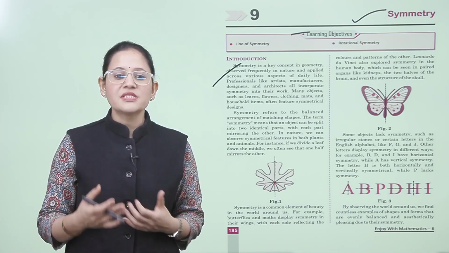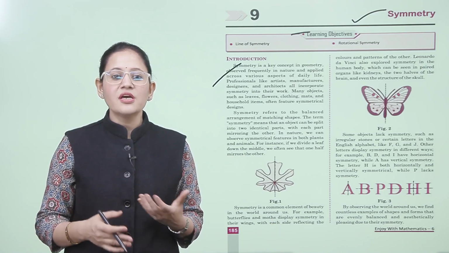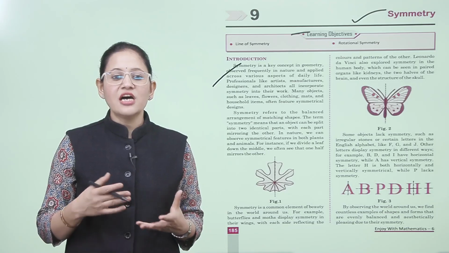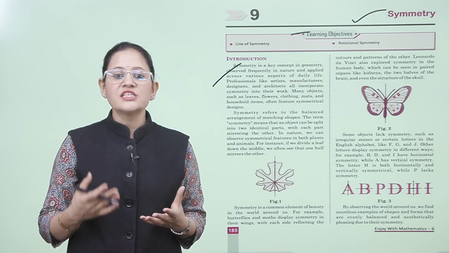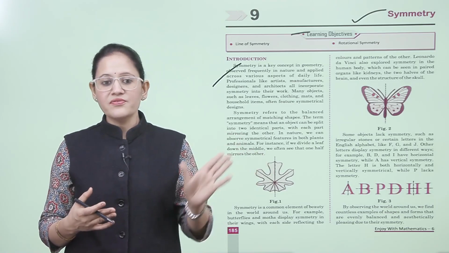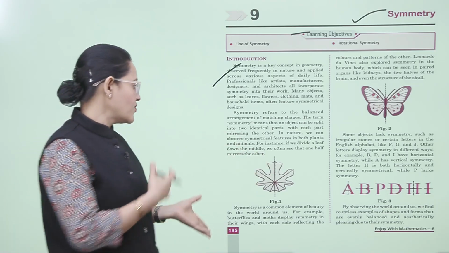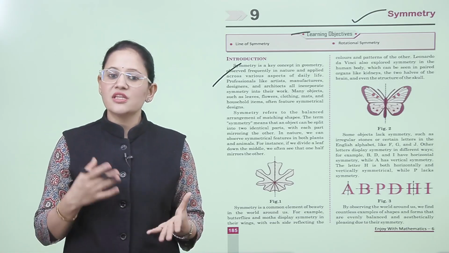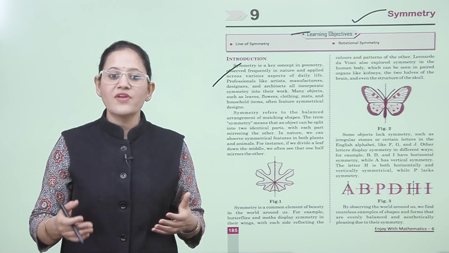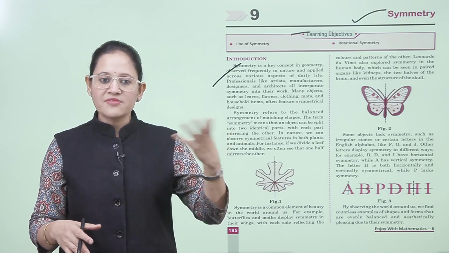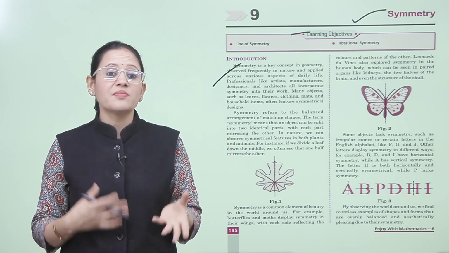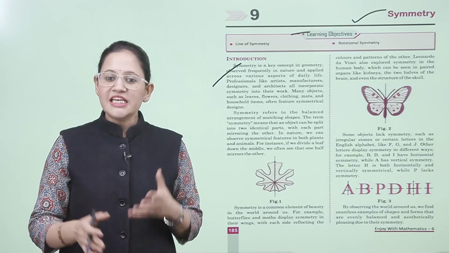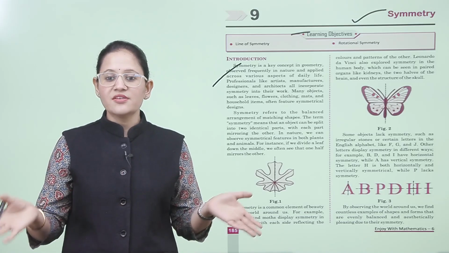In nature, we can observe symmetrical features in both plants and animals. For instance, if we divide a leaf down the middle, we often see that one half is the mirror of the other. Clear? So in nature we can also see symmetry. Symmetry is a common element of the beauty in the world around us. For example, butterflies. You all must have seen butterflies. You can see symmetry in butterflies, and moths display symmetry in their wings, with each side reflecting the colors and patterns of the other.